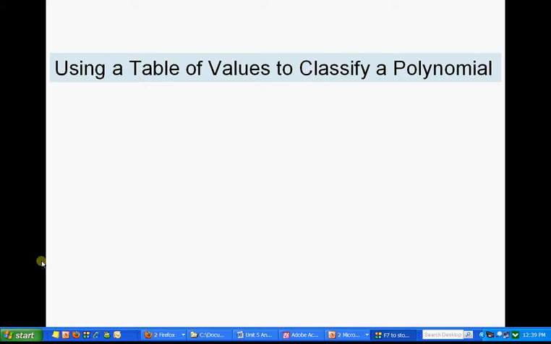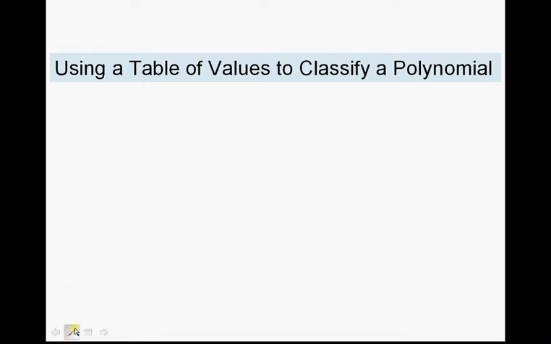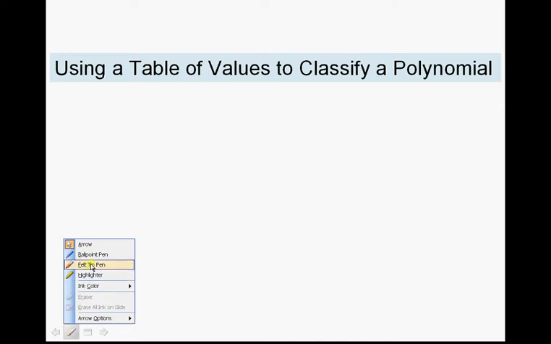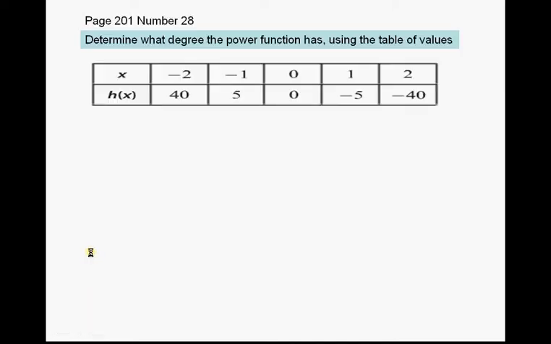This is a little recording where we're going to show how to use a table of values to classify a polynomial. And if you're with K-12, WAVA, you'll find this problem on page 201. It's number 28. The directions say, determine what degree the power function has using the table of values. So here are the table of values. Basically, we're given values for x, and we're given values for the function h of x.